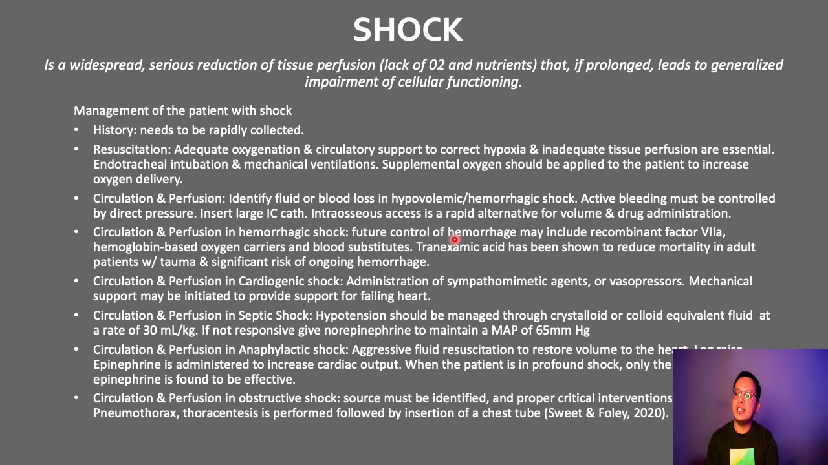Circulation and perfusion in obstructive shock. The source must be identified for obstructive shock, and proper critical interventions performed. For example, for patients with pneumothorax, thoracentesis is performed followed by insertion of a chest tube. So this is not new to you. I already discussed thoracentesis before. Let me show you the equipment used in the emergency department for thoracentesis.